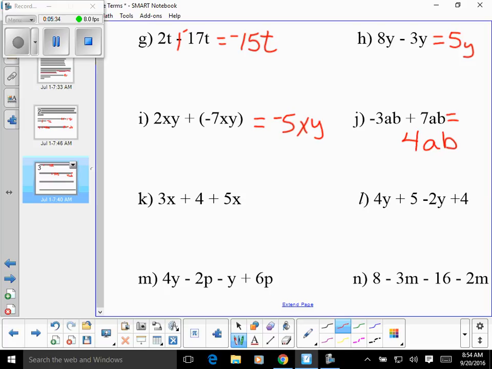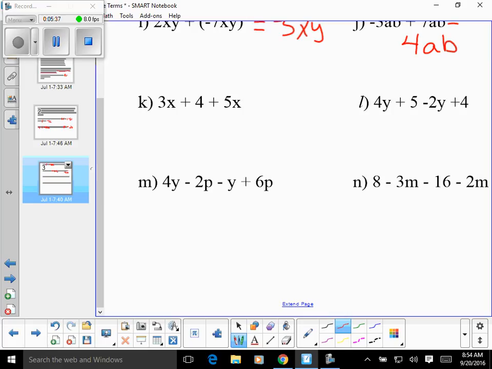Looking at K. K is an example of where I'm going to put more than one type of term in the same expression. Now remember, it's only the like terms that combine. Now here's where you have a choice of either doing this mentally or writing it out. And if it helps you to rewrite it, go right ahead. I'm going to use my commutative property and interchange this 4 and 5x. I'm going to rewrite it as 3x plus 5x plus 4.